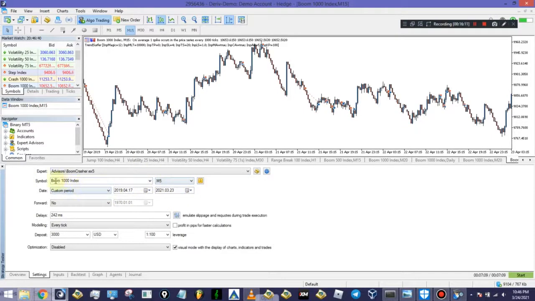It goes on the 5 minutes. It goes on the Boom 1000 index as well. And we're going to start with the balance of, I wish you could start lower. Can we start lower? Let's start lower. Let's just go maybe $1,500, if it will allow. And let's just start.